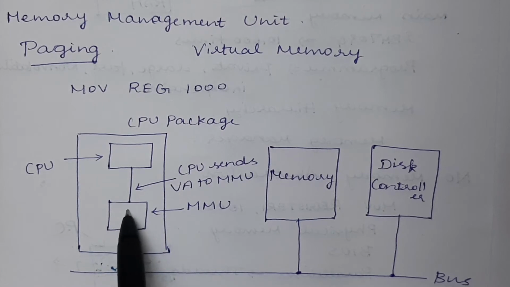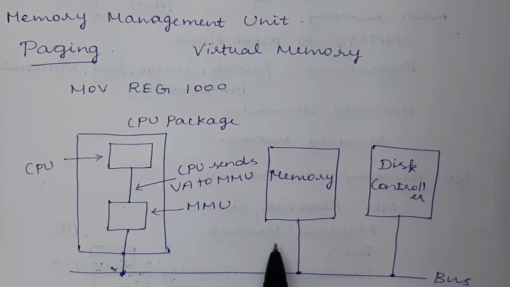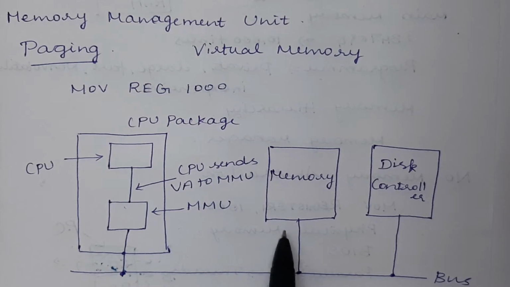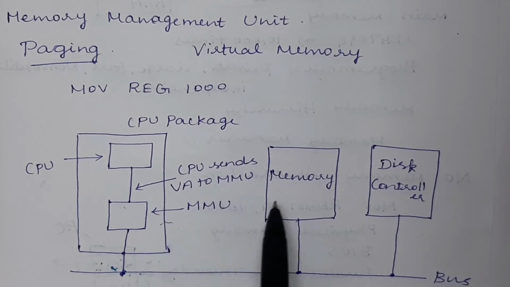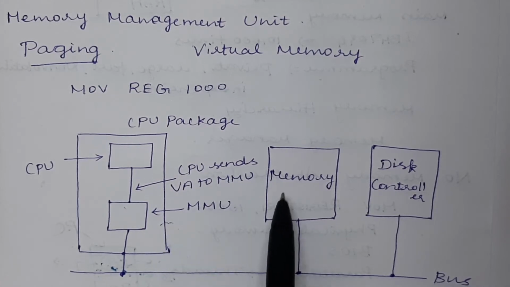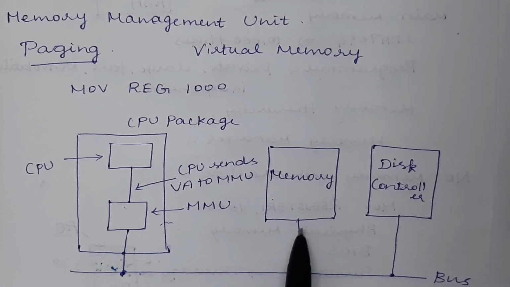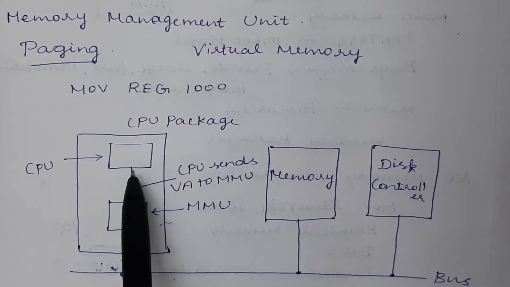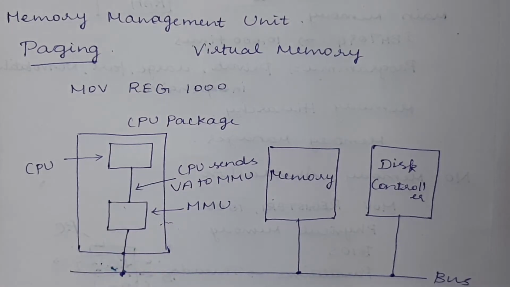CPU will send the virtual address to the memory management unit, and the memory management unit will send this address to memory. Through this bus it will send this information to the memory, and once the memory receives it, it will get the physical address, and in that particular address it will fetch the content and give it to the CPU for execution.